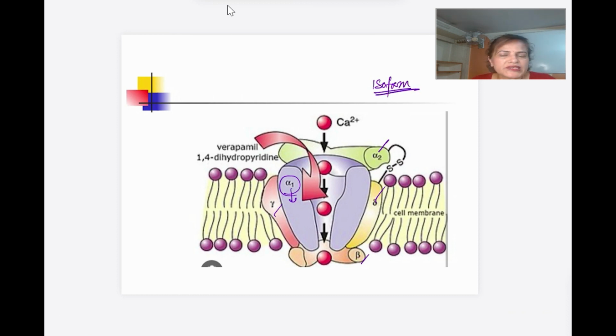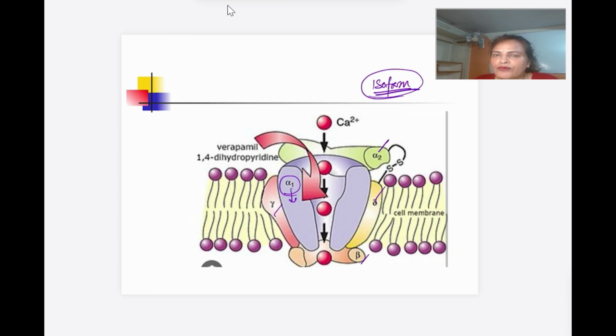Like in the three types of muscles, skeletal muscle, smooth muscle, and cardiac muscle, they have different types of isoforms. They are there at different sites. So drugs are going to bind with the different isoforms; even in the smooth muscle, say vascular and other smooth muscles, the isoforms are different, and the drugs have a different affinity for the different isoforms. So it is site specific action for all the three types of calcium channel blocker.